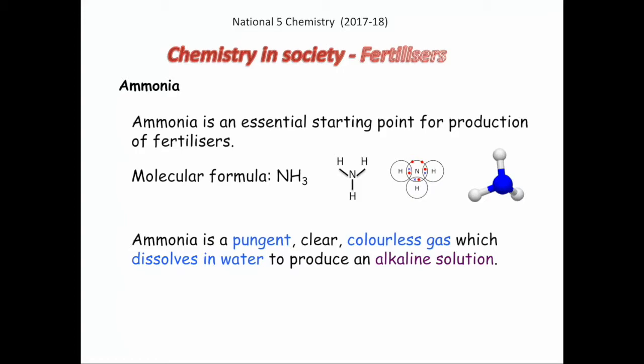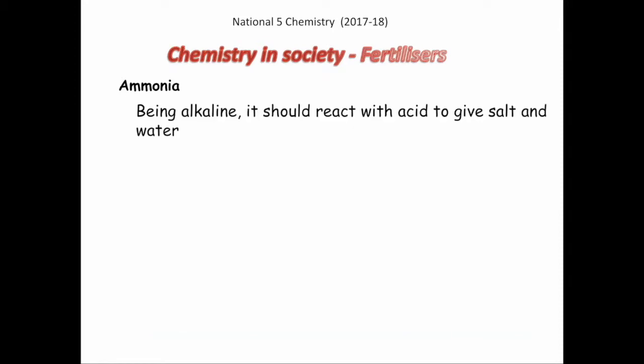From the previous chapters, you might remember the molecular formula of ammonia is NH3, and this is trying to represent the structural formula and the electron dot structure of ammonia. It is a pungent, clear, colorless gas which is highly soluble in water, and when it dissolves in water, it produces an alkaline solution. Being alkaline in nature, ammonia reacts with acid to give salt and water.